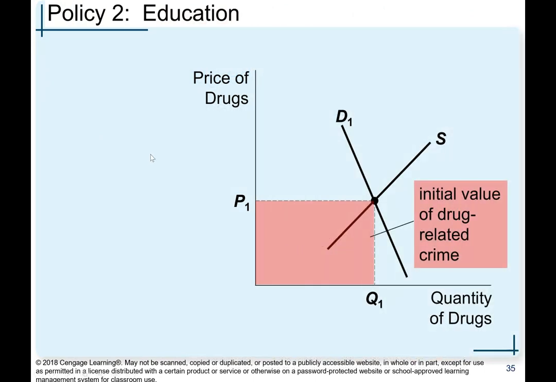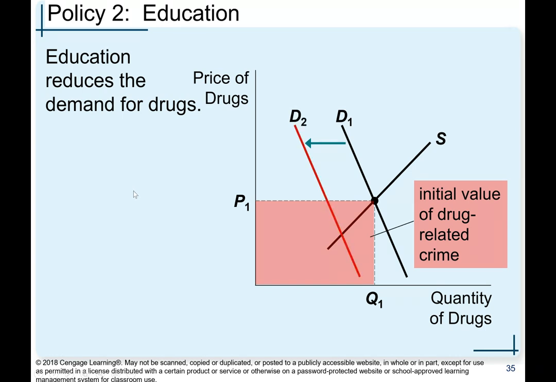So let's see the effect of education using the demand and supply curve. Take the initial drug-related crime. Education reduces demand for drugs. Fewer people are buying the drugs. Demand shifts to the left from D1 to D2.